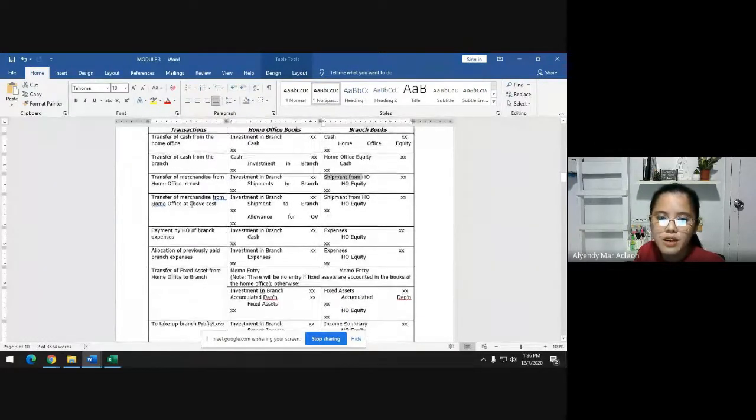Next, transfer of merchandise from home office at above cost. So there are times, class, nga ang iingon ni home office nga price dito kang branch is above cost. Let's say for example, dapat 100 pesos lang unta. So kung at cost, debit 100, investment in branch, credit shipments 100. Dire, debit shipments from HO 100, credit HO equity 100.